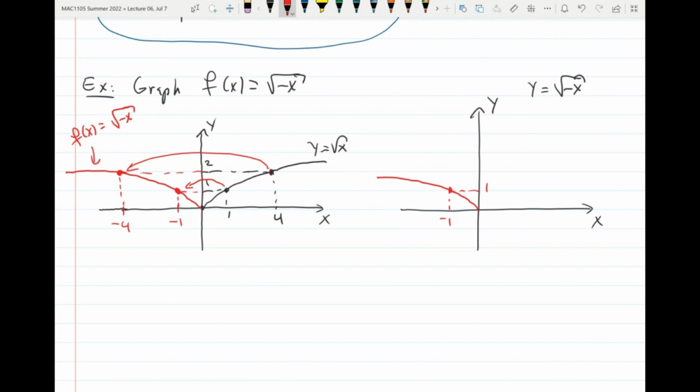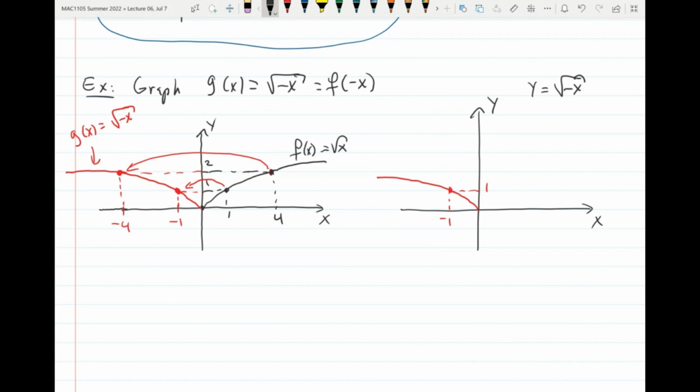So notice that, by the way, I should have called this G, so I'm going to call it G right now. Let's call it G. And then the square root, let's call it F. So how can we write this in terms of F? Using F, how can we write that formula? F of negative x, very good.